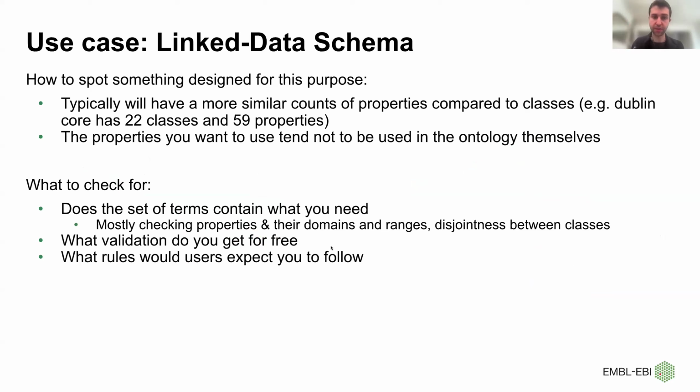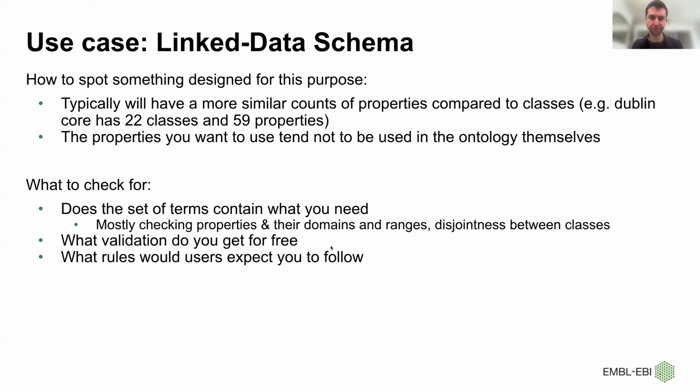So an ontology that has been created for the purpose of linked data APIs would likely have much more similar counts of properties compared to classes. Dublin Core terms have 22 classes and 59 properties. Schema.org has about 800 classes and 200 properties, so still more classes, but much more similar compared to things like FMA.